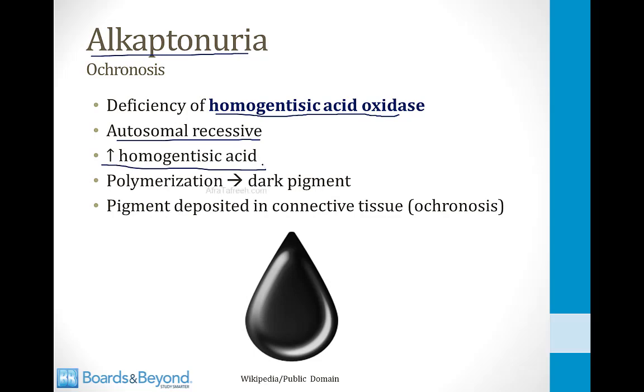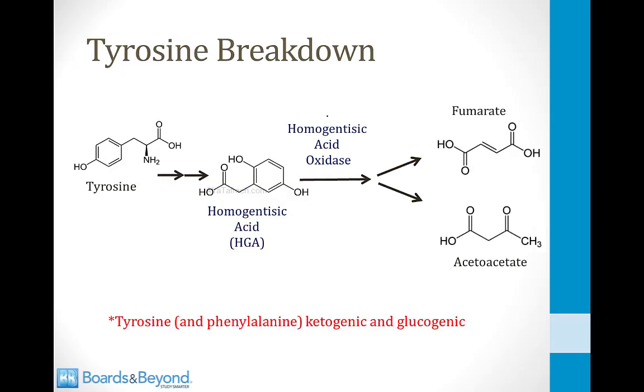The problem with high levels of HGA is that the molecules can polymerize and form a dark pigment. So people with this condition have pigment deposited in connective tissue throughout their body. This is a condition known as ochronosis. If we go back one slide, this is the enzyme that is deficient in alkaptonuria, and therefore levels of HGA build up inside of the body and the molecules will polymerize, leading to the formation of dark pigment.